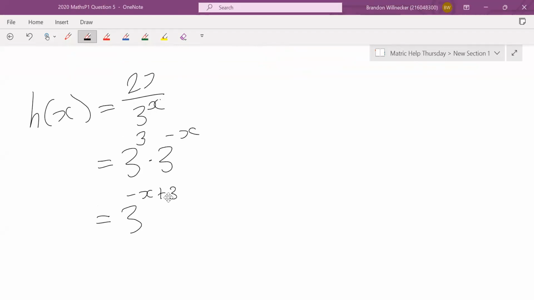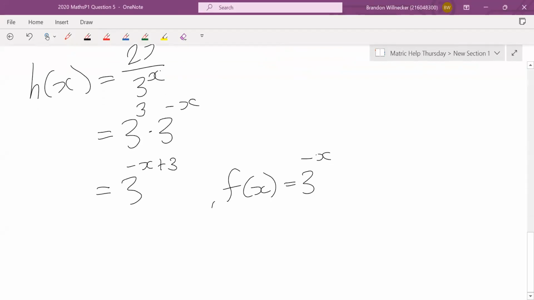However, if we look back at what our original function was, f of x was 3 to the minus x, we see that this new function h is our old function f, but it's been shifted to the left by 3 units. So h is f, but shifted 3 units to the left.